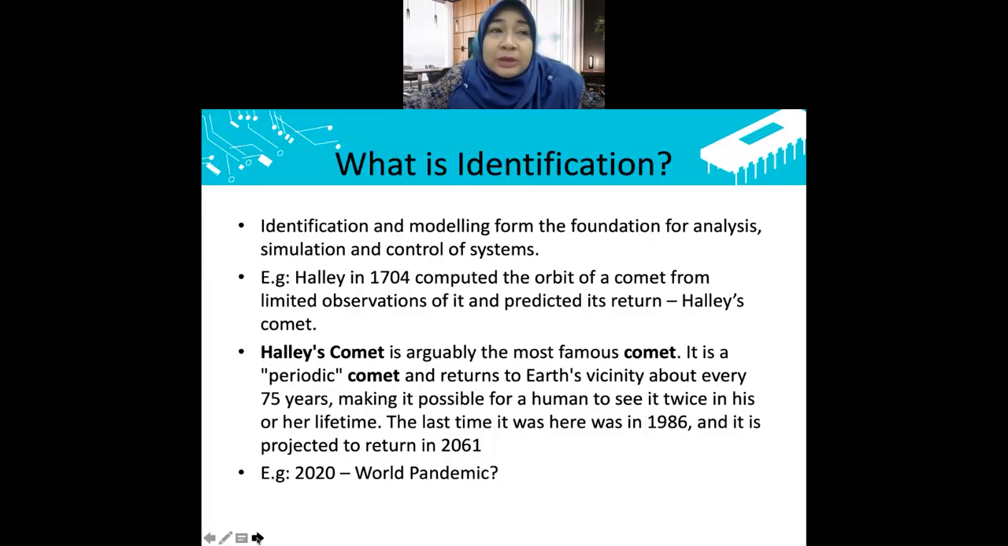Our prediction might not be correct, but we can identify the model so that we can take care of the system later on when things happen. For example, when you forecast the weather, you predict that it's going to be raining. Maybe 7 days ago, you already know the weather forecast today is going to be raining, so you should prepare. You can bring your raincoat, your umbrella, or maybe work from home rather than going to the office.